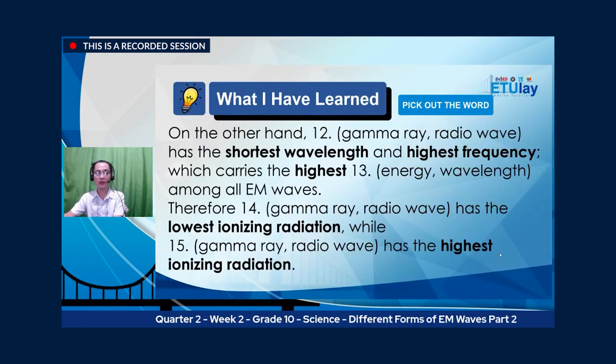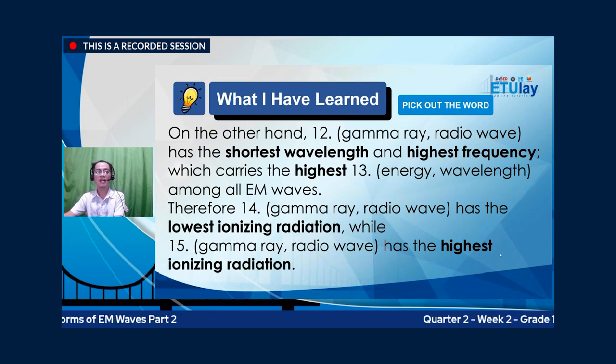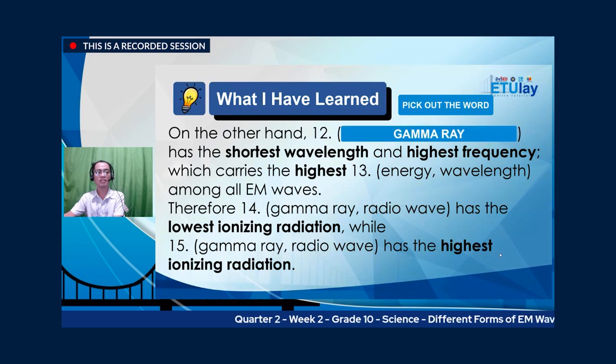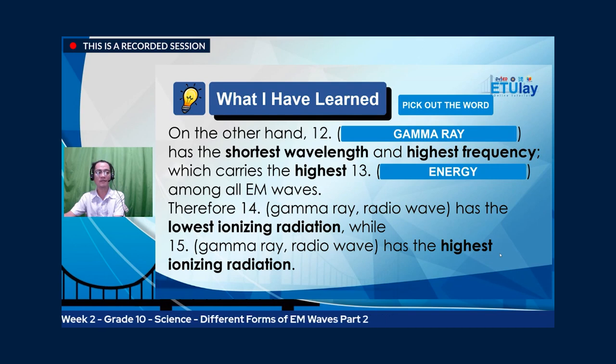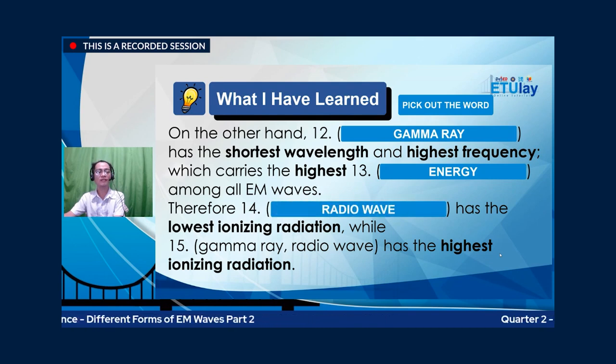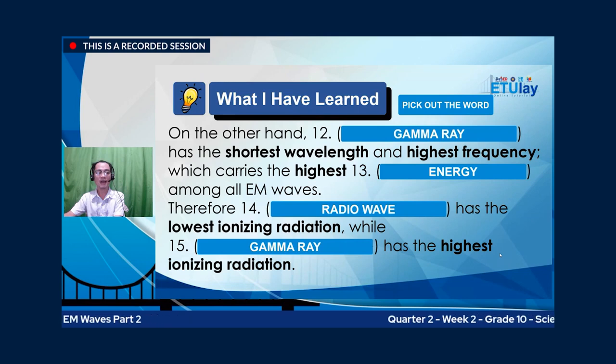On the other hand, number 12, gamma ray or radio wave has the shortest wavelength and highest frequency, which carries the highest number 13, energy or wavelength among all EM waves. Therefore, number 14, gamma ray or radio wave has the lowest ionizing radiation, while number 15, gamma ray or radio wave has the highest ionizing radiation. The answer for number 12 is gamma ray. For 13, energy. 14, radio wave. And number 15, gamma ray.